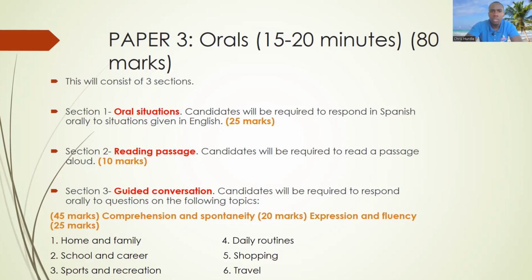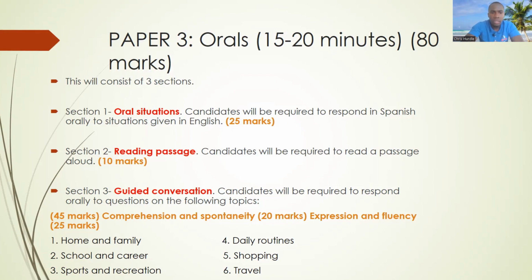Section 2 will be a reading passage. So you have a passage and you read it to the best of your ability, making sure that you adhere to the punctuation, making sure that you pronounce every word correctly. Even if you make a mistake, you can always go back and correct yourself, right? So don't worry about that. If you mispronounce a word and you're aware that you did it, go back and correct yourself, okay?